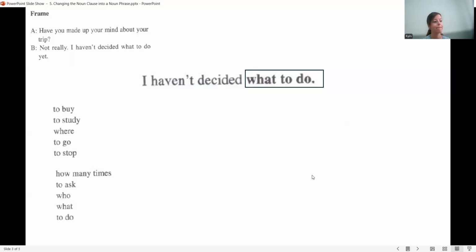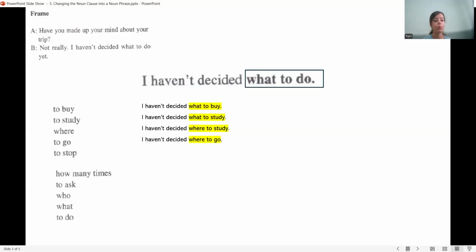To buy. Okay. I haven't decided what to buy. To study. I haven't decided what to study. Where? I haven't decided where to study. To go. I haven't decided where to go. To stop. I haven't decided where to stop.